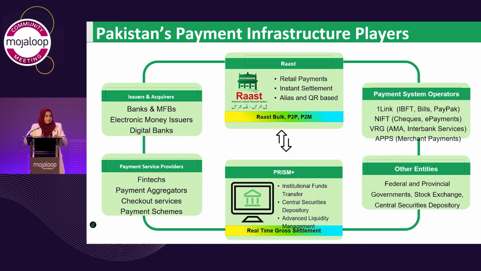All of our indirect participants, as you can see mentioned over here, most of them come through a sponsor arrangement. Sponsors have current accounts in the central bank, which are visible to them through the Prism Plus system. And the indirect participants leverage their liquidity for their settlements in RAAST.